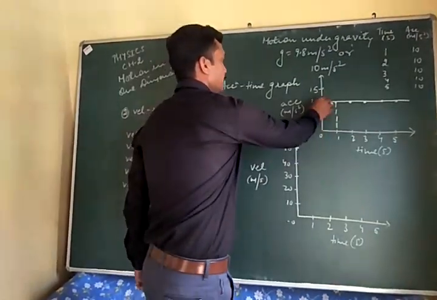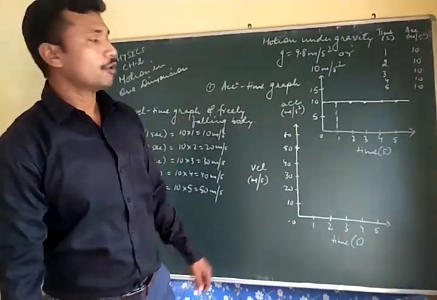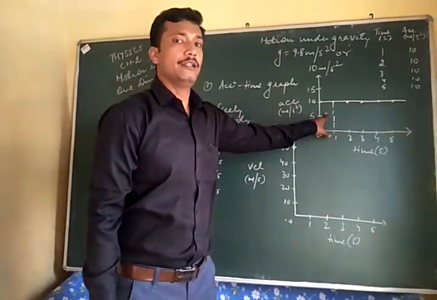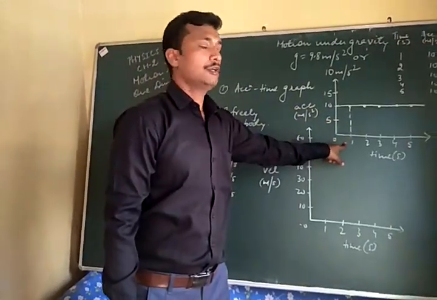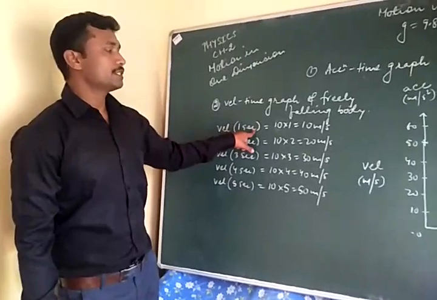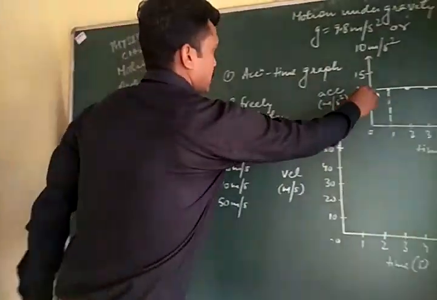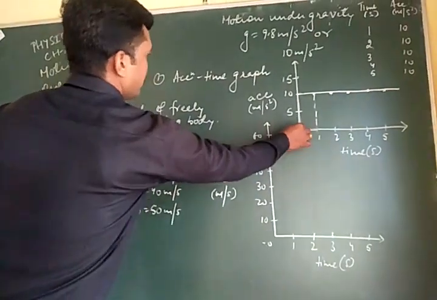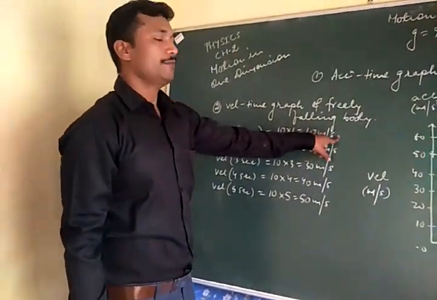You can see the graph here is, or the figure here is a rectangle. On finding the area of the rectangle, we can find the velocity of a body after 1 second, which I have shown here. Velocity of a body after 1 second, since that is rectangle, you can consider this as the length and this as the breadth. So length is 10, breadth is 1, velocity is 10 meter per second.